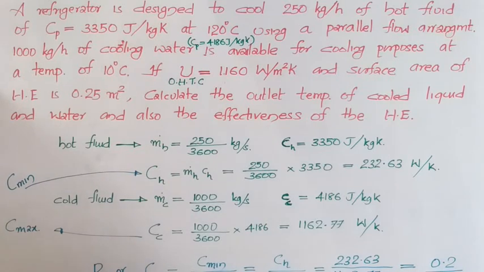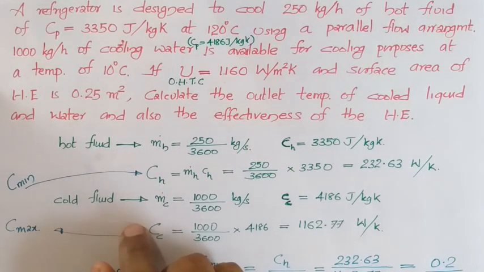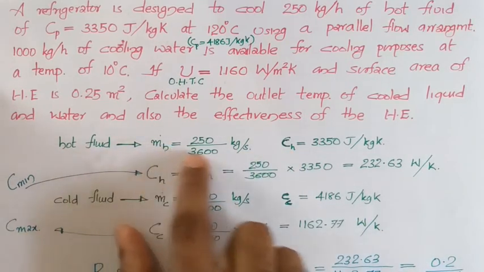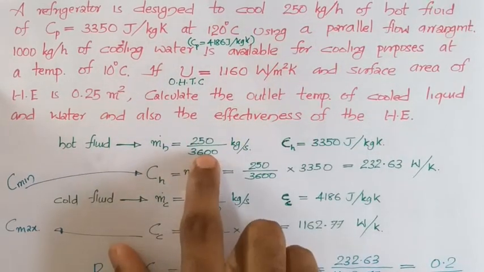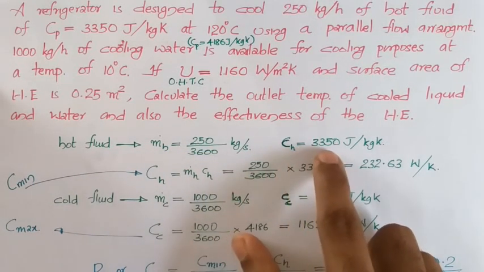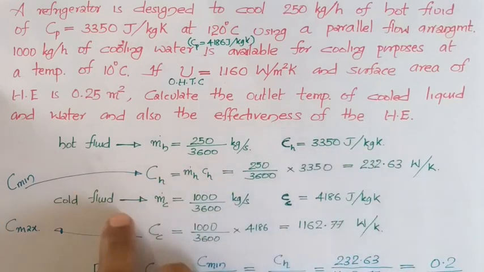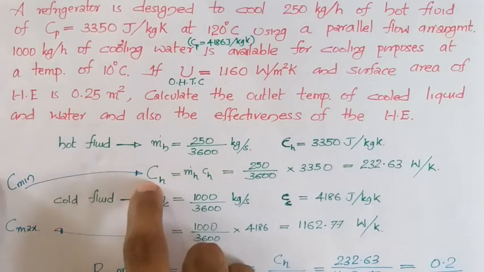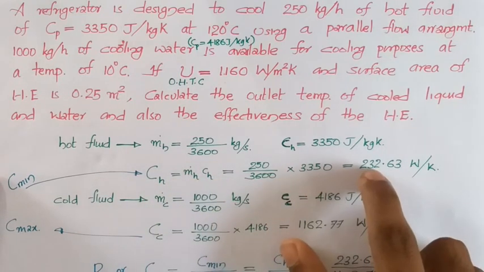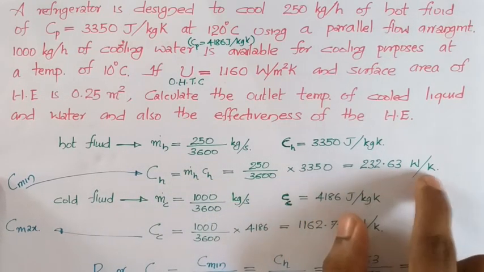So for that, first you will be requiring whichever fluid is having the C minimum value, that is heat capacity rate, which is the product of mass flow rate and specific heat capacity. So for hot fluid, mass flow rate is 250 kg per hour, which is this much kilogram per second, and its specific heat is 3350 joules per kilogram Kelvin. So you will be finding the heat capacity rate of hot fluid as the product of m dot h and Ch, which is obtained as 232.63 watts per Kelvin.